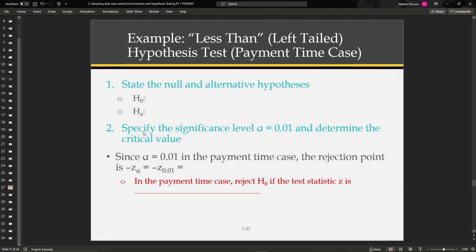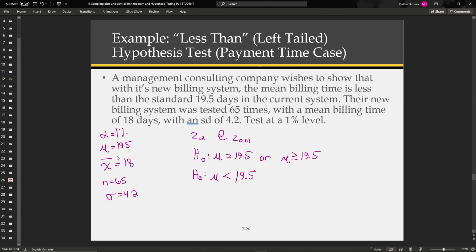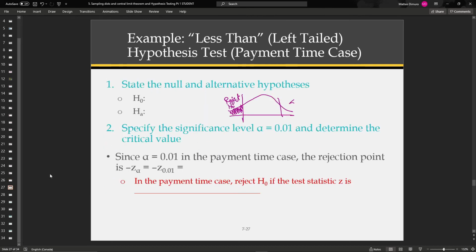Step 2 is finding the significance level. So we need to go figure out what the picture is going to look like. I like to draw the picture here. You don't have to, but this is a left tail test, so it's going to be on the left-hand side. So this will be the reject H0 region. And remember, I know it's a left tail test because the alternative hypothesis is less than a number. So it's at a 1% level, so we have 0.01 of the curve here and 99% to the right.